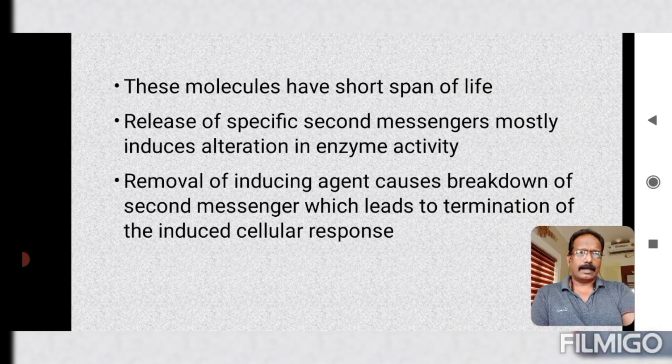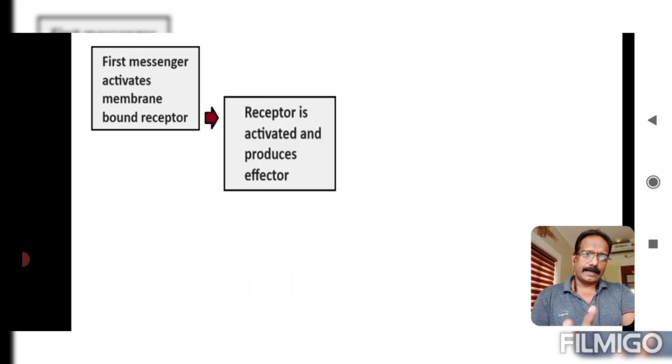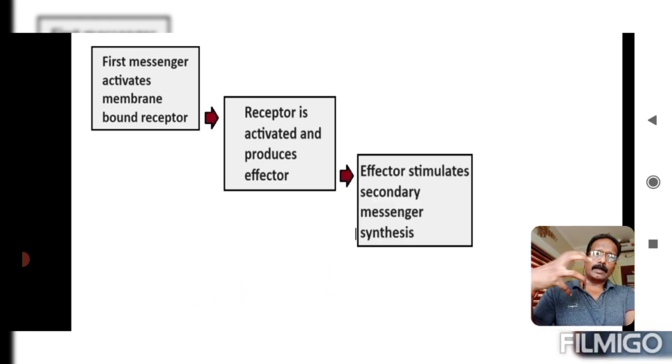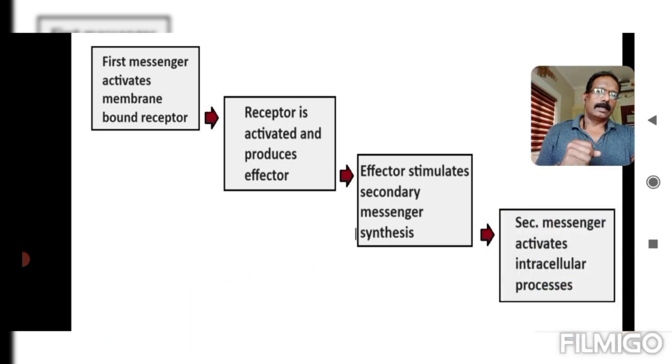Now let us see a pictorial representation for this. First messenger activates membrane-bound receptor. The receptor is activated on the cell membrane and produces an effector. This particular effector stimulates secondary messenger synthesis. Now, this comes into action inside the cell. The second messenger activates intracellular processes. So this is the cascade, the initiation of the entire transduction cascade.